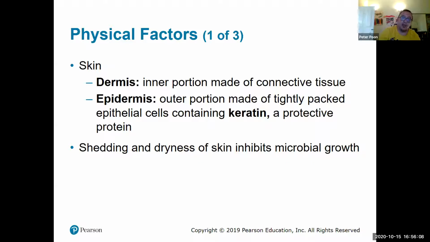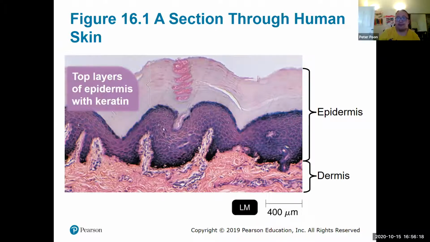Most microbes can't grow in this dry, acidic environment. This is off the palm of your hand or something like that, so you can see there are huge layers of dead tissue. Viruses can't infect that, and bacteria can't get through that, and so on.